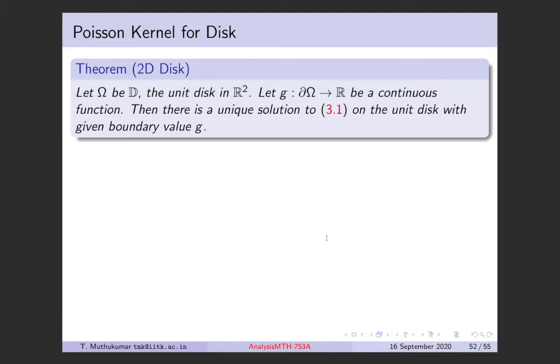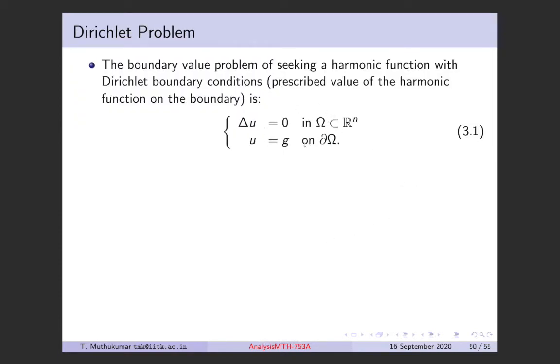So now, this means that solving this Dirichlet problem in any arbitrary domain is equivalent to solving it on a disk. So a natural question is, can we solve this problem when omega is D? That's a natural question that we can ask, and that's what we are addressing now.